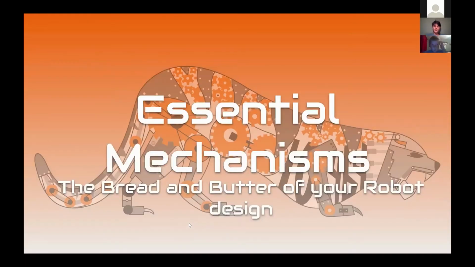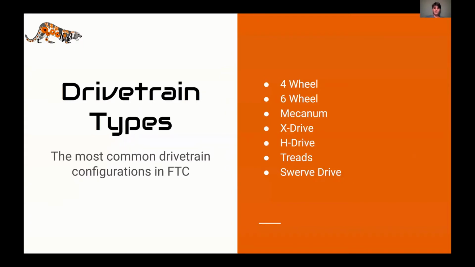Specifically today, we're going to be talking about some of the essential mechanisms, some stuff that will be very useful for you when you're designing your robot as to what it should do on the game. So the first thing we're going to talk about is the fundamentals of any robot, which is your drivetrain, which is the wheels that your robot will be based on.